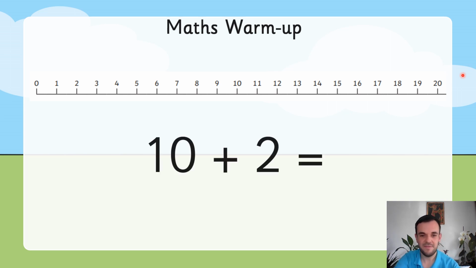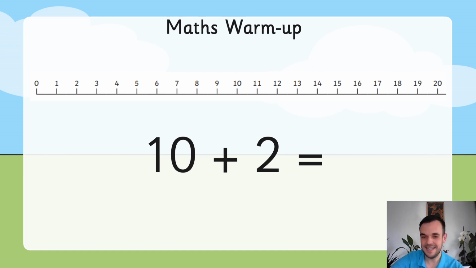Let's have a look at the first number sentence and read it together. 10 add 2 equals. So the first thing you need to do is find the number 10 on your number line and put a circle around it, and you're adding 2, so you need to do 2 jumps along your number line. Okay, let's see who can do that. Pause the video and come back when you have your answer.